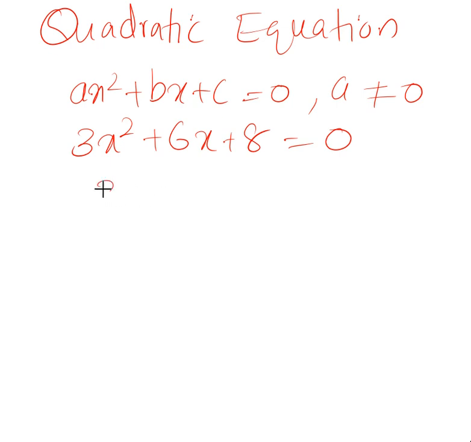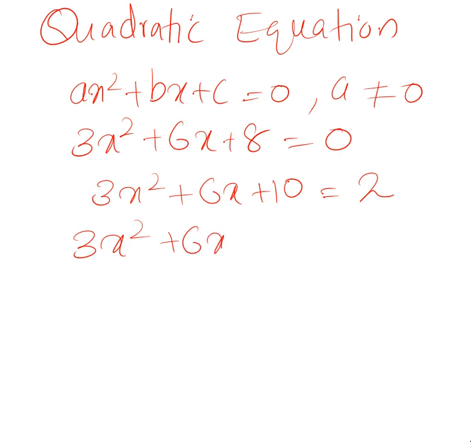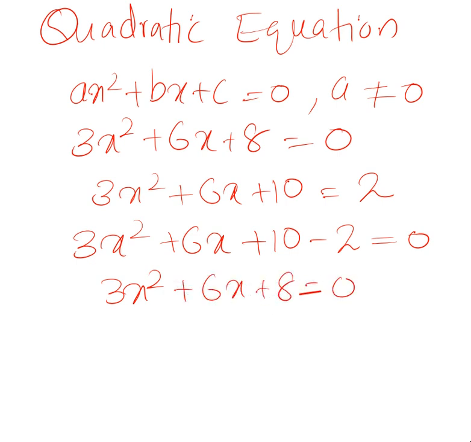So what about this thing? 3x² + 6x + 10 = 2. In the standard form of a quadratic equation, every term is on the left side and 0 is on the right side. So how can we convert this into standard form? We can bring this 2 from the right side to the left side. So this turns into 3x² + 6x + 10 − 2 = 0. So it's the same as the first one, 3x² + 6x + 8 = 0.